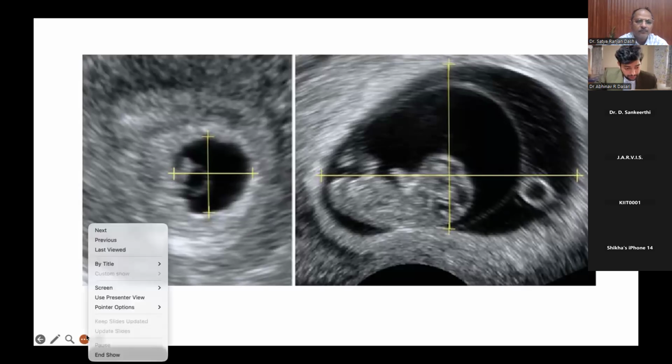Can you see my pointer? Yes, sir. Yes, sir.